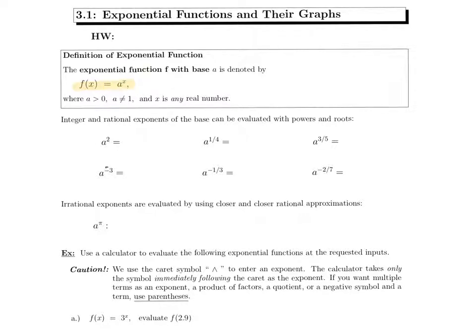Now we have a couple restrictions here. We do have a has to be a positive number, and it can't just be 1 because then it'll just become f of x equals 1. And we're only looking at real numbers.